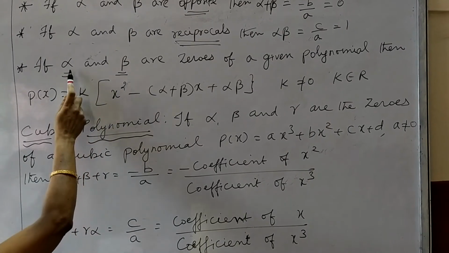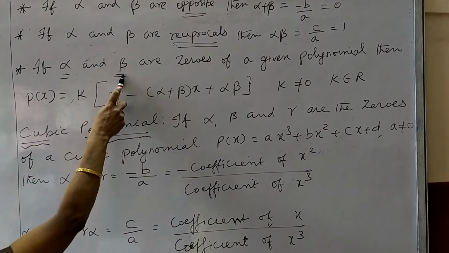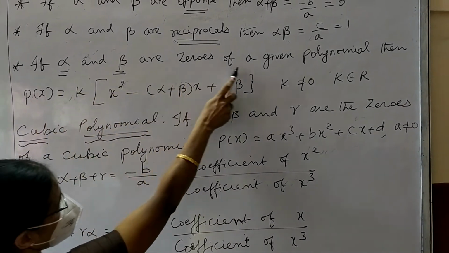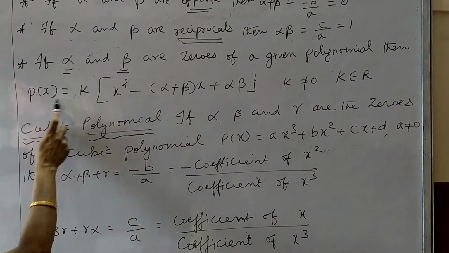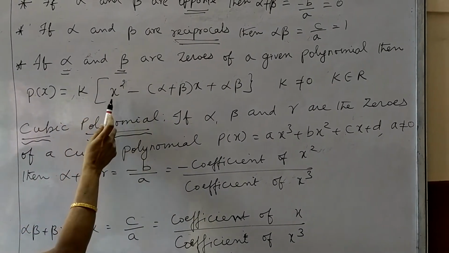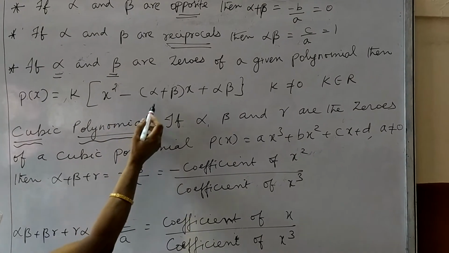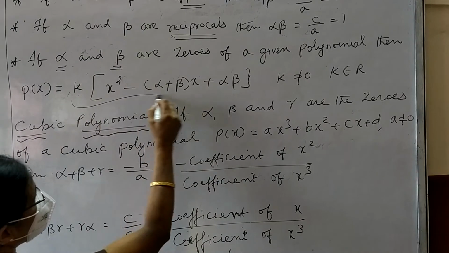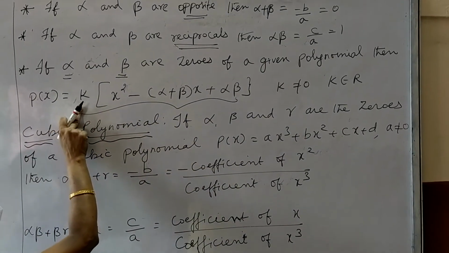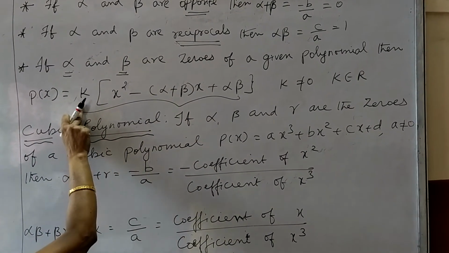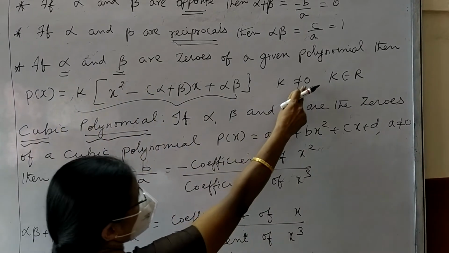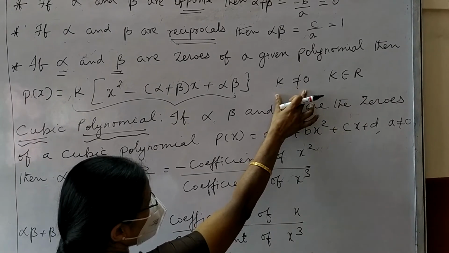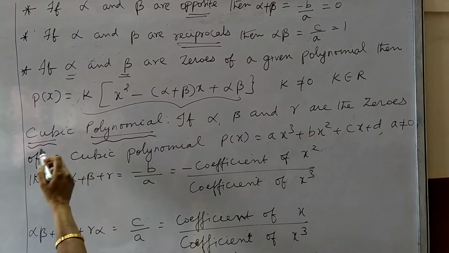Whereas here, if zeros are given, how to get the polynomial? The result is: if alpha and beta are the zeros of a given polynomial, then p(x) equals k multiplied by (x square minus (alpha plus beta) x plus alpha beta). We should remember this. So what is this k? K is a real number. It takes any value from the real numbers other than 0. So it is specified here: k is not equal to 0 and k belongs to R.